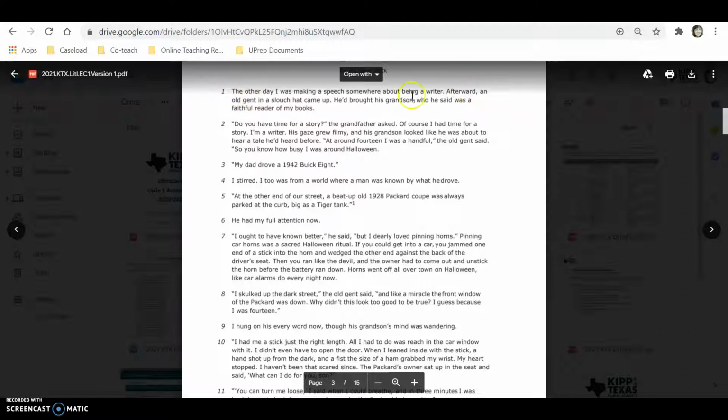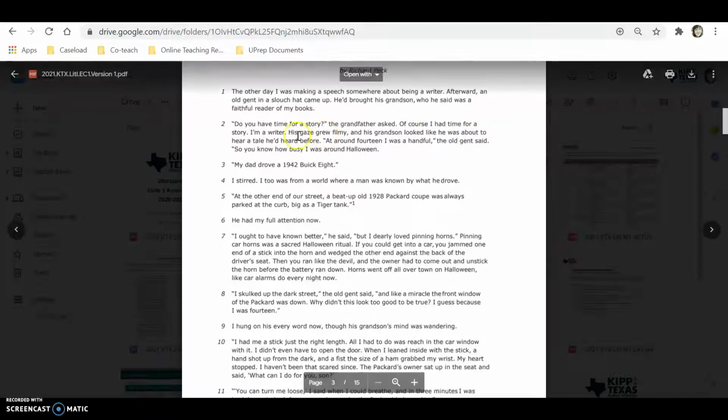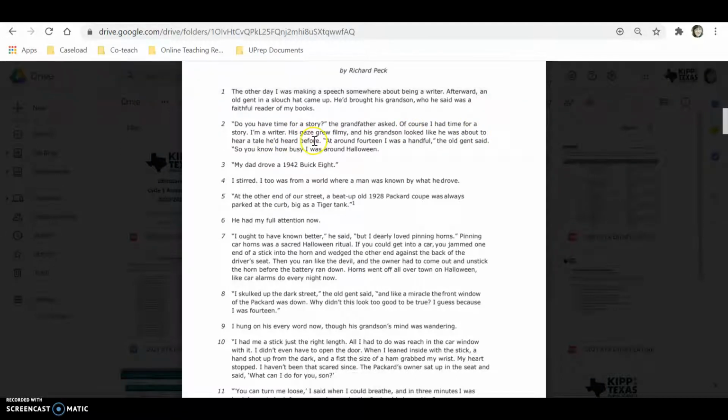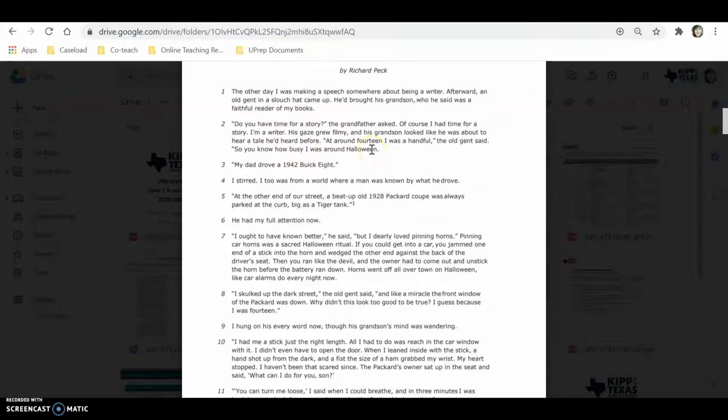All right, so afterward, an old gent in a slouch hat came up. He'd brought his grandson, who he said was a faithful reader of my books. "Do you have time for a story?" the grandfather asked. Of course I had time for a story. I'm a writer. His gaze grew filmy, and his grandson looked like he was about to hear a tale he had heard before. At around 14, I was a handful, the old gent said. So you know how busy I was around Halloween.